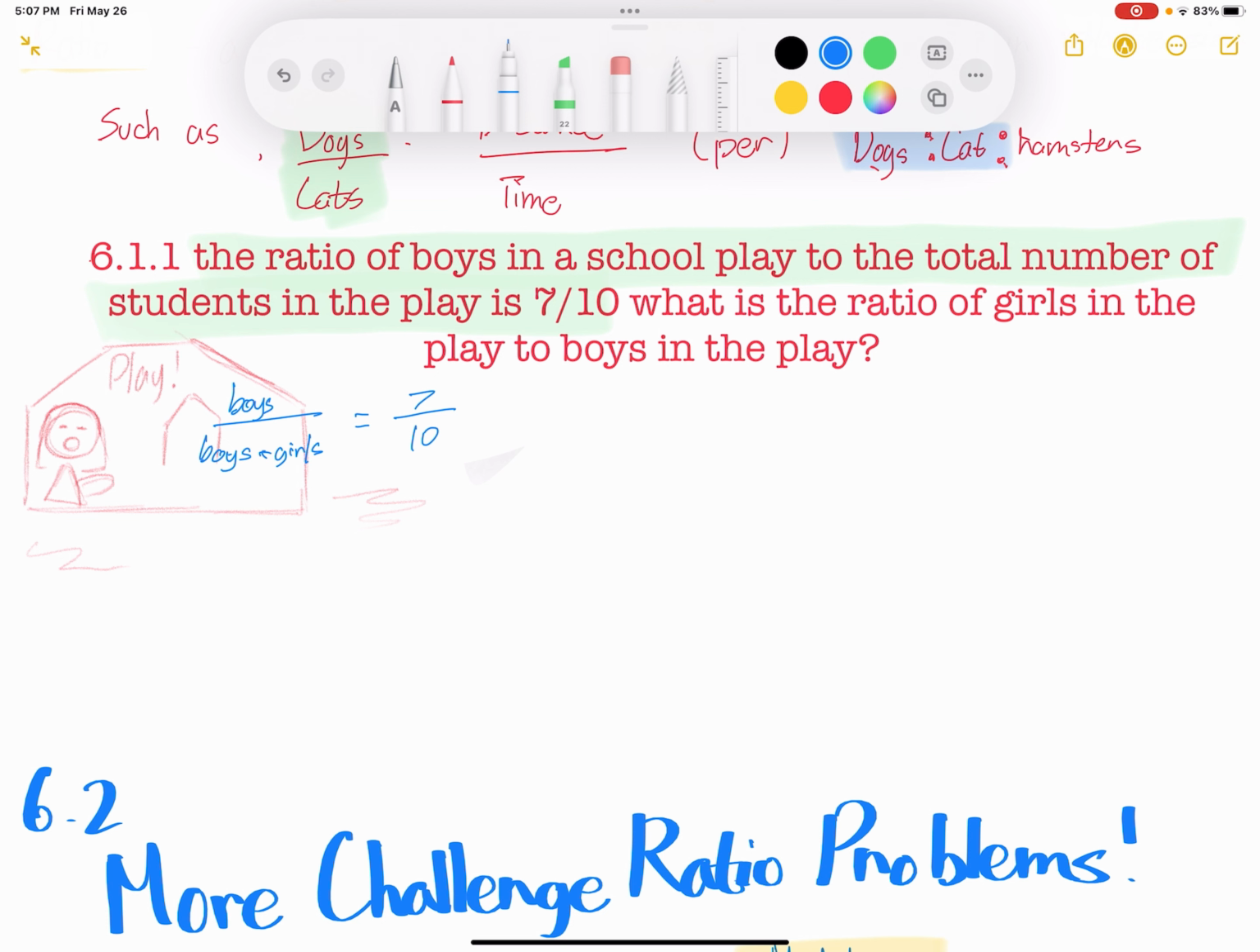If you want to have the total population, which is needed for you to keep solving, we have to set up a variable for the total number of students in the play. We'll set this up as x. So now we have boys plus girls equals x. So boys divided by x equals 7 divided by 10. Using cross multiplication, you can get something that looks like this: 10 boys equals 7x. Boys equals 7x divided by 10.